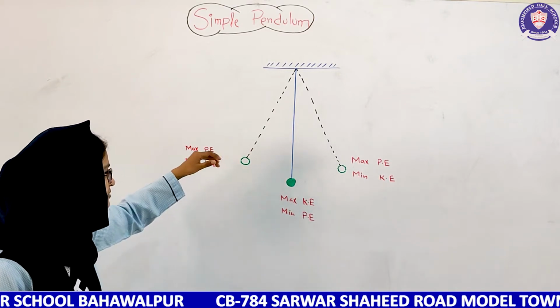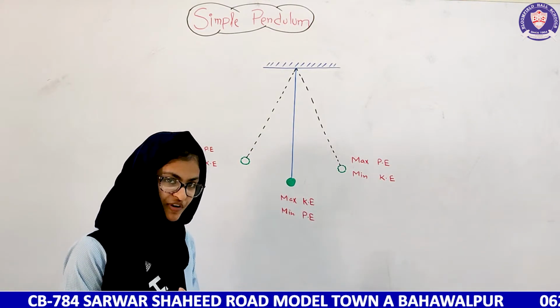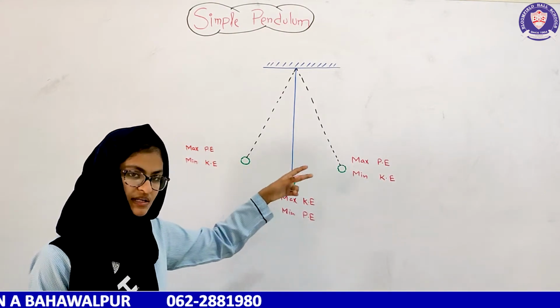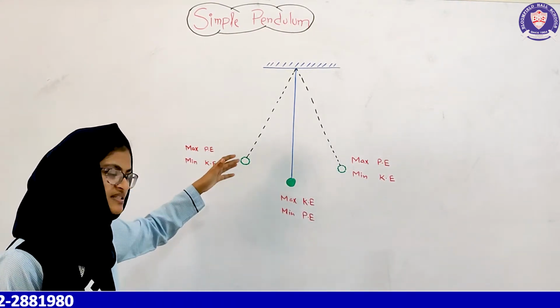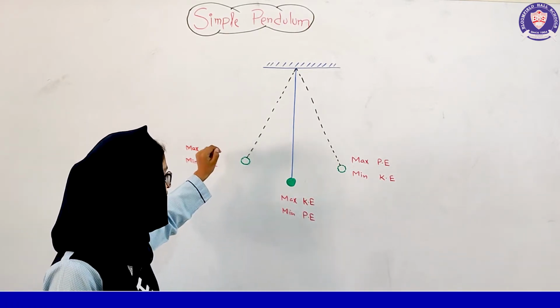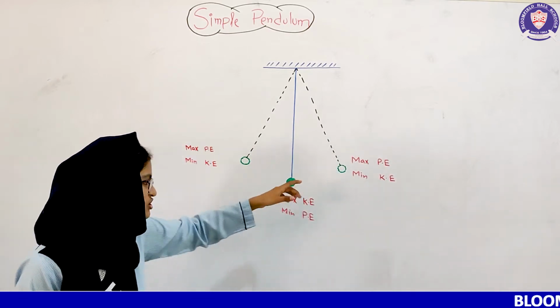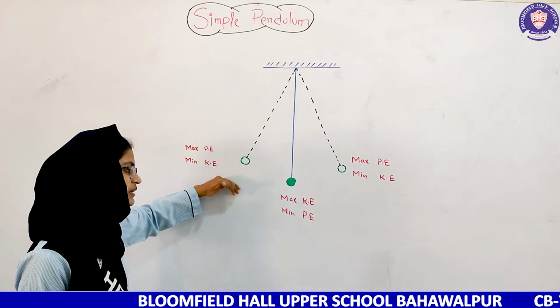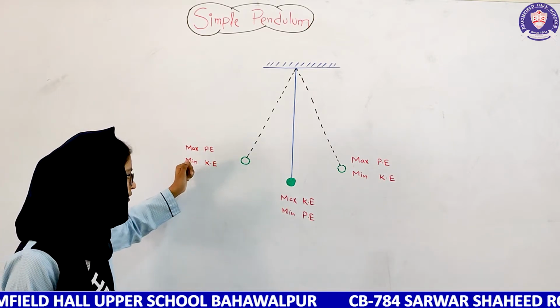According to the law of conservation of energy, when the bob is released from a certain point, it will keep on oscillating without increasing or decreasing its amplitude. Now, if I release it from here, when the pendulum completes one single oscillation, the bob will come back to this exact point. It will not increase or decrease. That would be against the law.